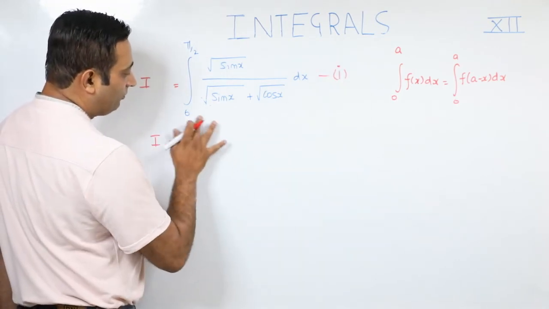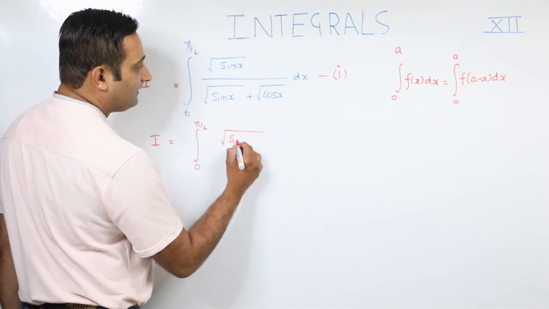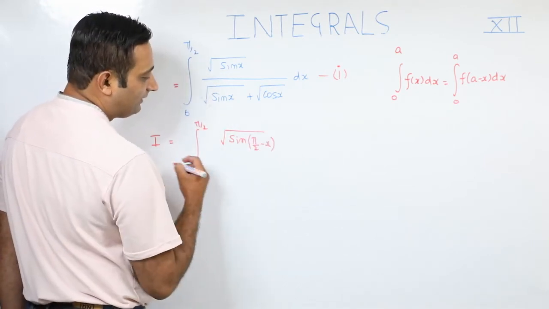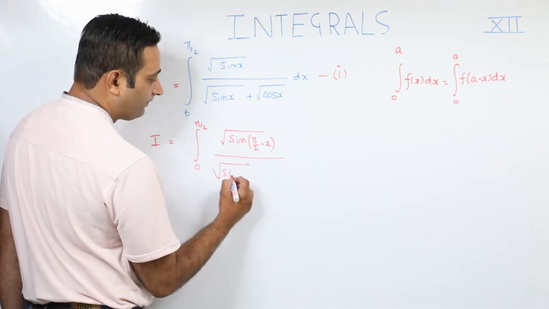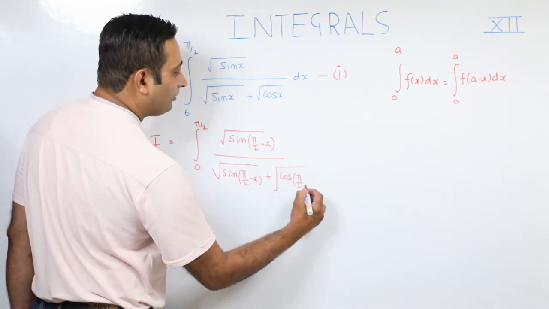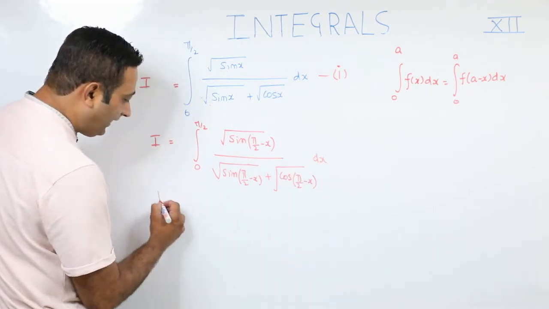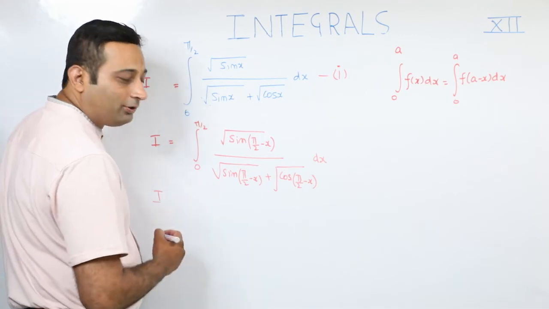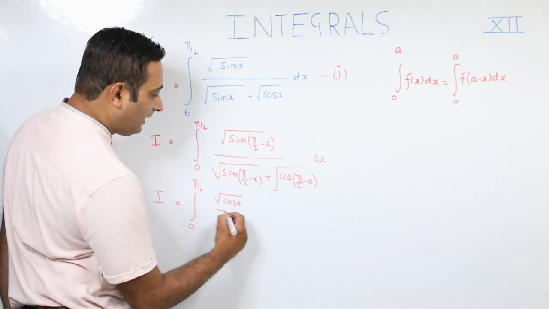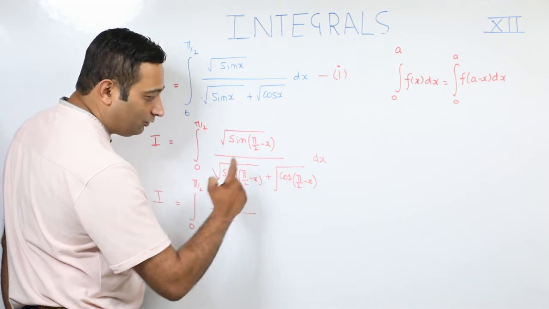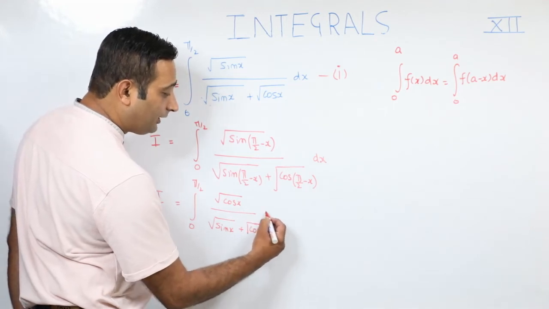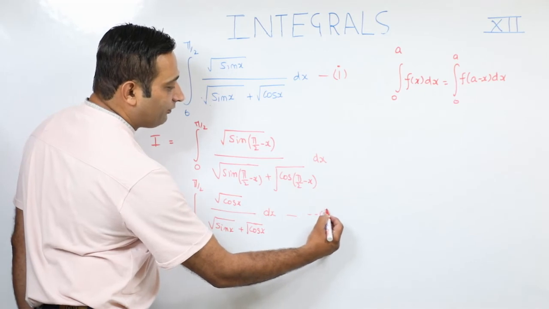Now, we'll find the integral from 0 to pi by 2, where we'll replace x by pi by 2 minus x because here a is equal to pi by 2. By comparing, we'll get root of sine of pi by 2 minus x by root of sine of pi by 2 minus x plus root of cos of pi by 2 minus x dx. Now, we know that sine of pi by 2 minus x is cos x and cos of pi by 2 minus x is sine x. So, we get the integral from 0 to pi by 2 of root cos x upon root cos x plus root sine x. Root cos x plus root sine x can be written as root sine x plus root cos x using commutative property. Now, let us give this equation number 2.